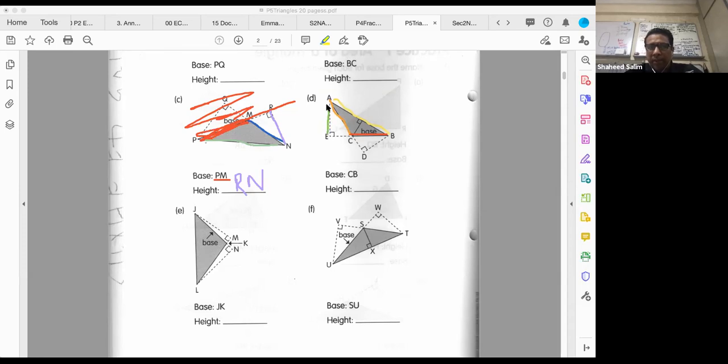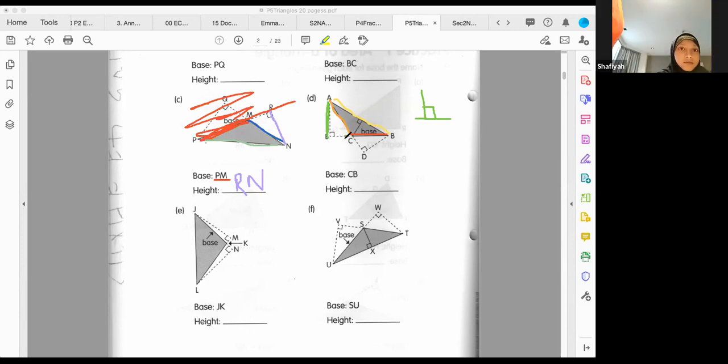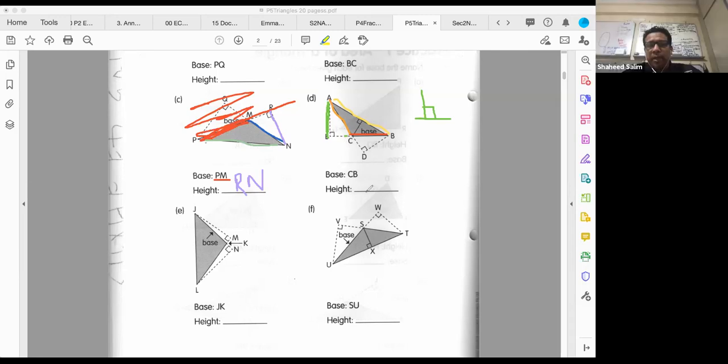It must meet the base at 90 degrees. Which one is meeting at 90 degrees, Shafia? The yellow, the orange, or the green? Yellow, orange, or green? 90 degrees. You know what's 90 degrees? 90 degrees means like that. They normally have a square. Which one? Green. Green, yes. So down here, this was AB, is it?